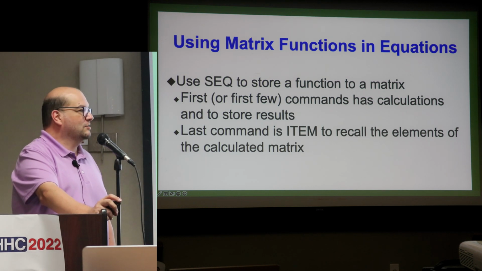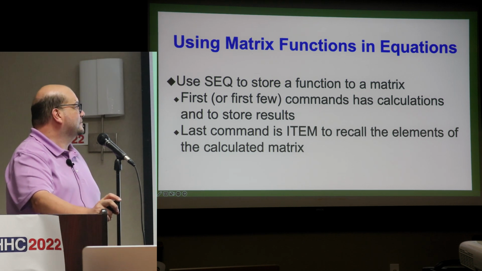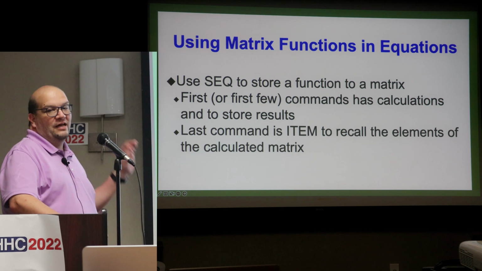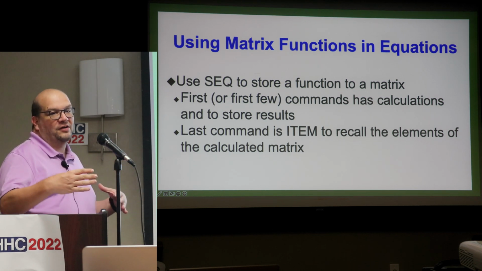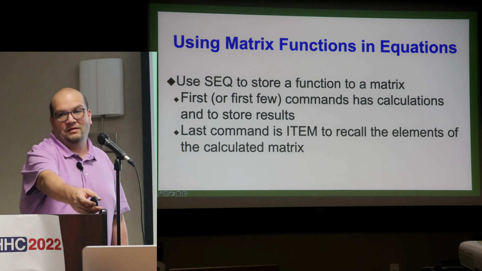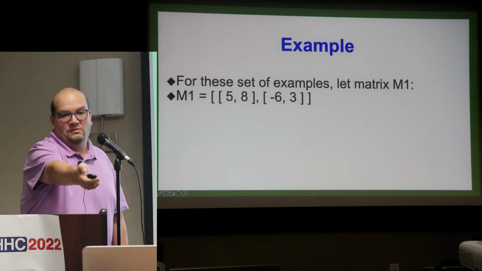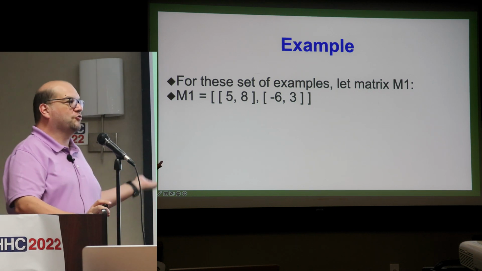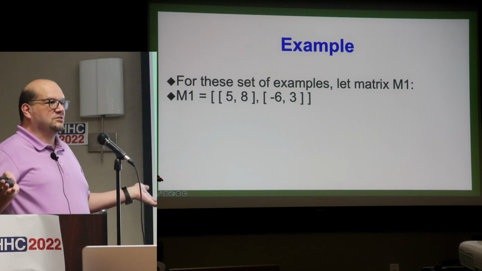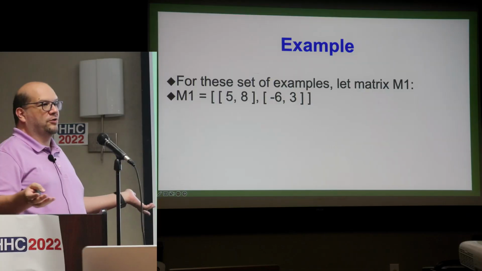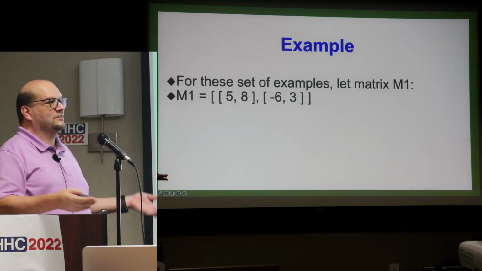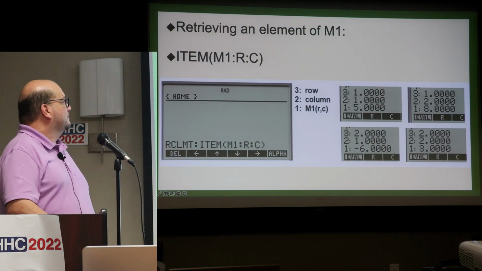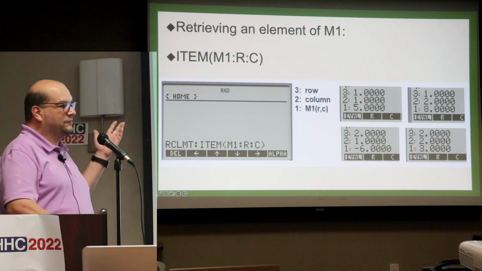Also, if you're going to use matrices in equations, the sequence command comes in very handy. So these next examples use a sequence, and then the last command is the item to recall the element of the calculated matrix. Oh, there's a screw up. There we go. In these examples, I just let M1 be a 2 by 2 matrix. Now, I could have created it in an equation, but I decided to just go into the matrix editor of the Plus42 and create it the way I would have created it in the DM42 or 42S. It's just easier. And then it's fairly easy to recall any element of the matrix.